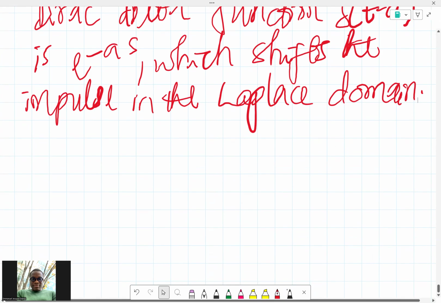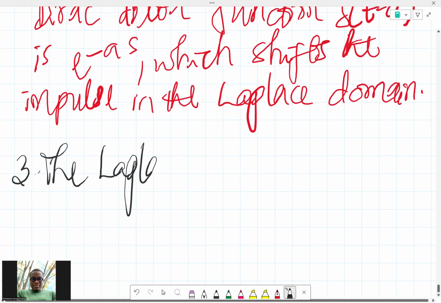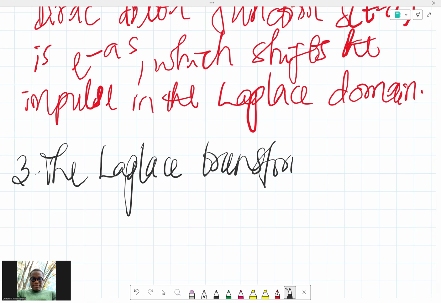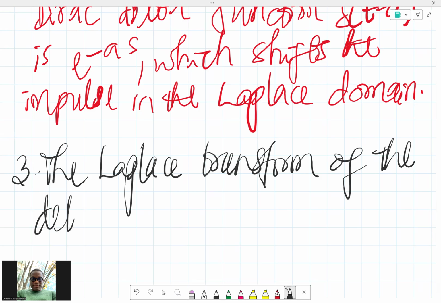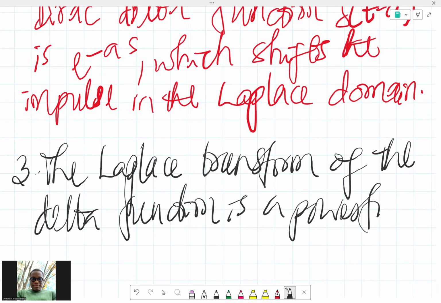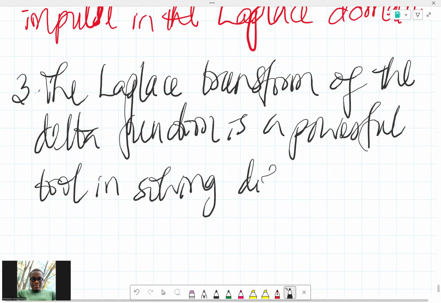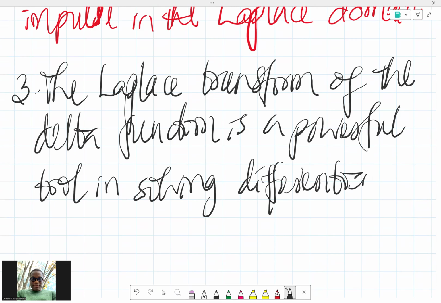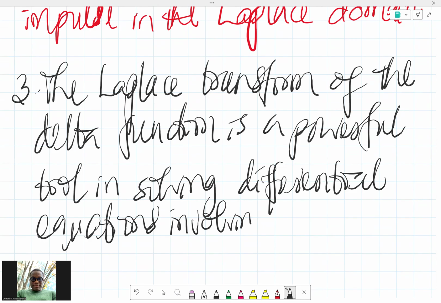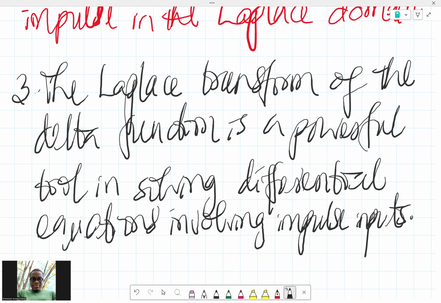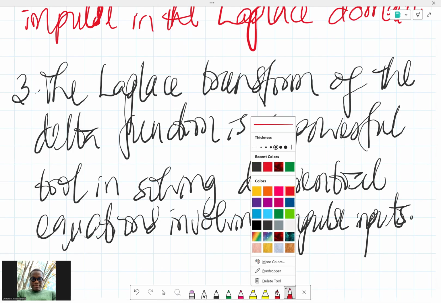And number three, the Laplace transform of the delta function is a powerful tool in solving differential equations involving impulse inputs. Okay, so that goes. Let's move on to some practice questions.